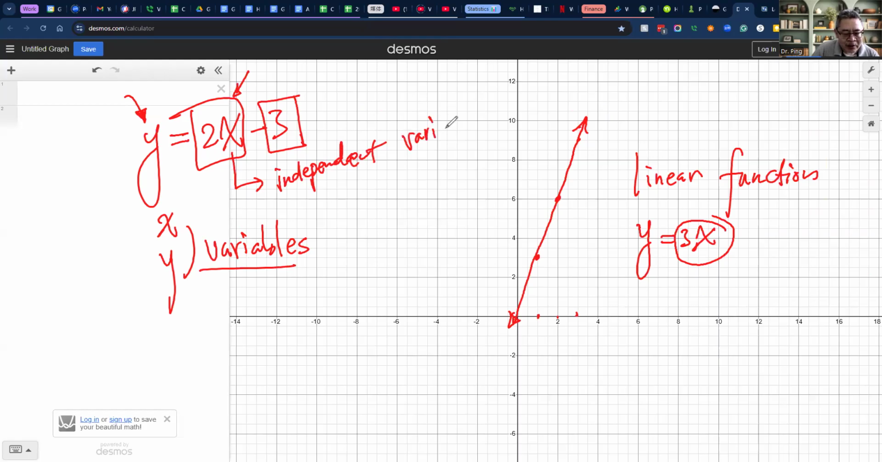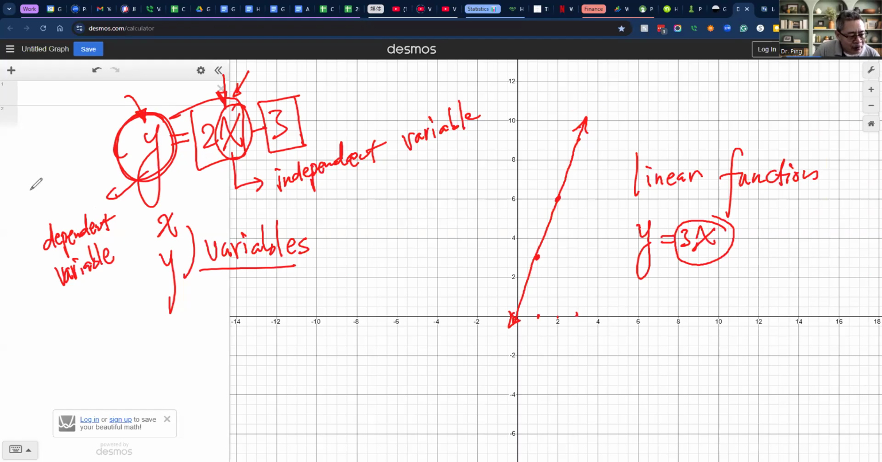That means we know x first. Something we know first is the independent variable. And then we can find y. Y is called the dependent variable, because the value of y depends on the value of x, and also on the type of function.